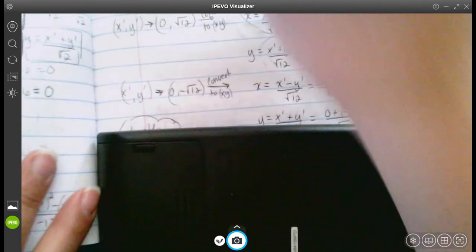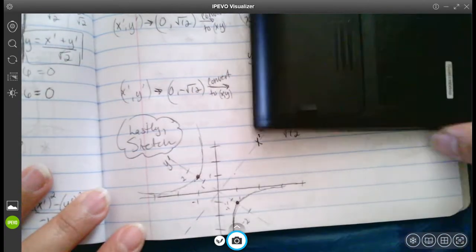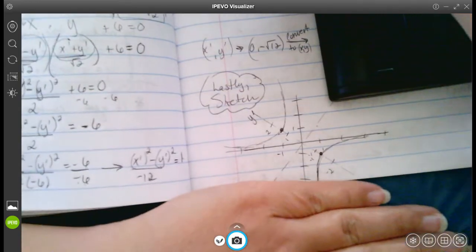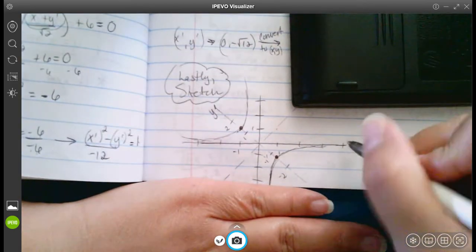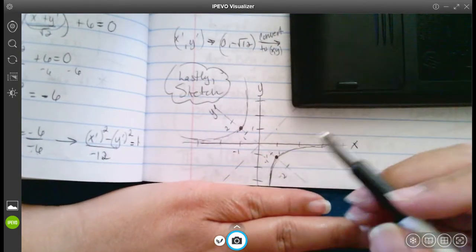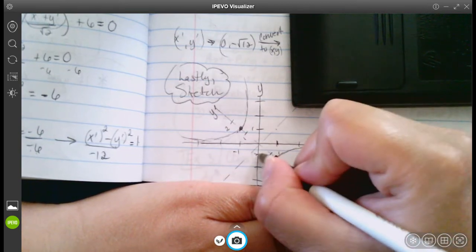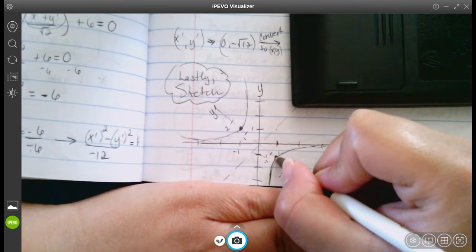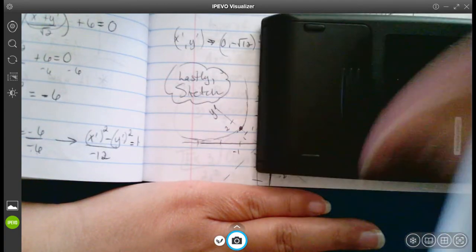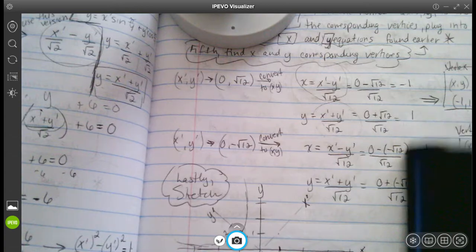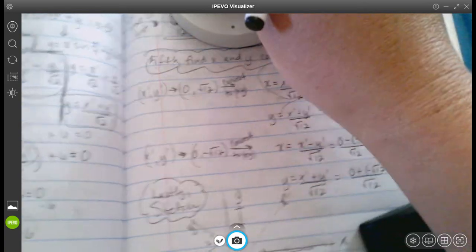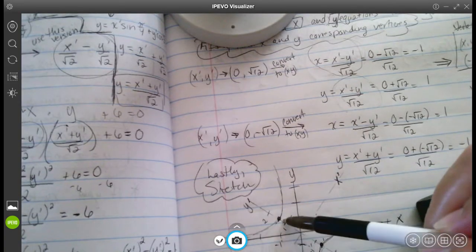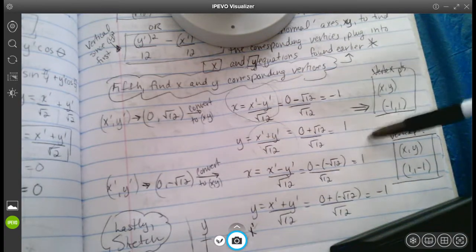The last step is to sketch it. I'm going to cover this right now because the sketch is the end goal here. Let me get this as straight as I can. So this right here is our xy plane, okay? You will notice that on the xy plane, at 1, negative 1, that's where we have one of the vertex points, as we found up here. Right here, there's the first one, 1, negative 1. The other vertex point is at negative 1, 1, which is this point.